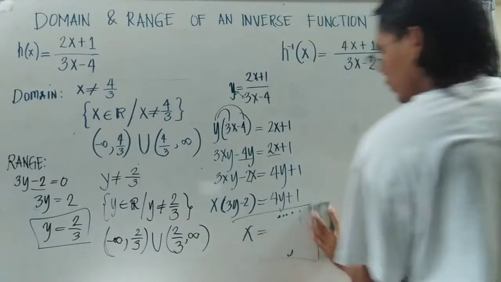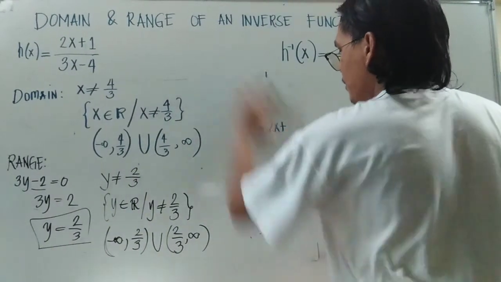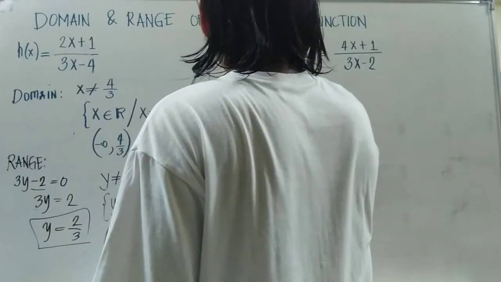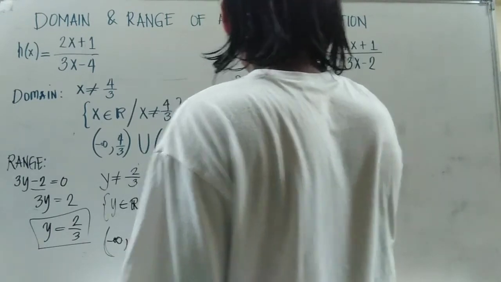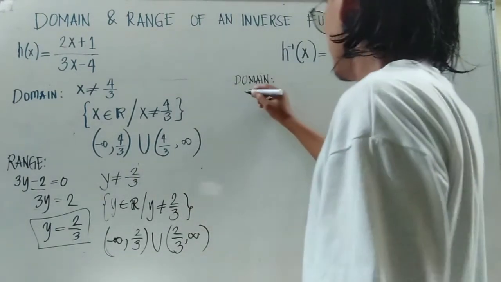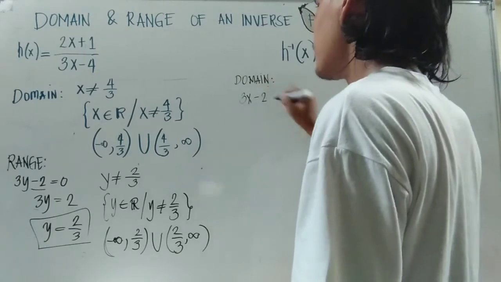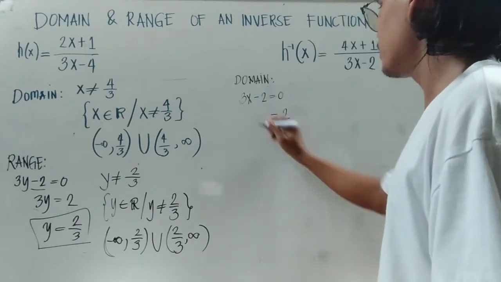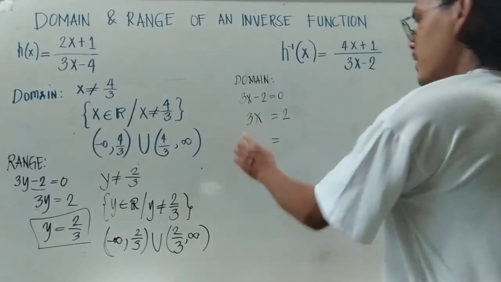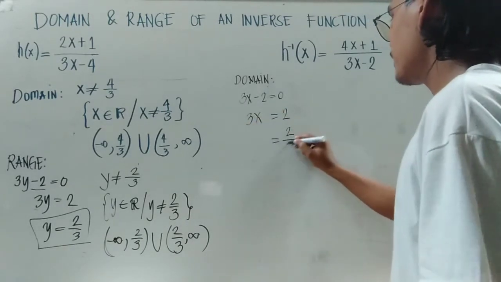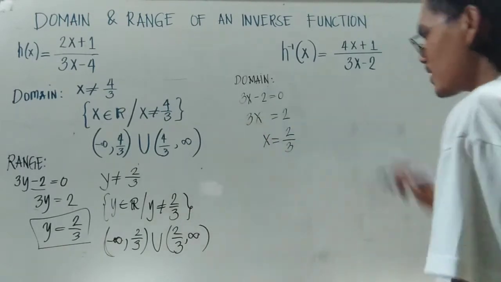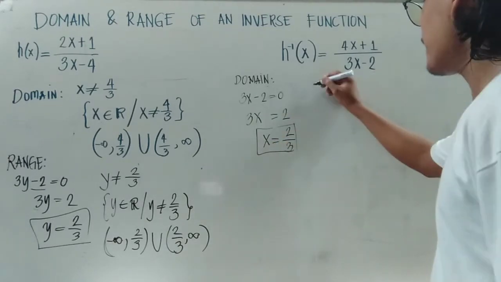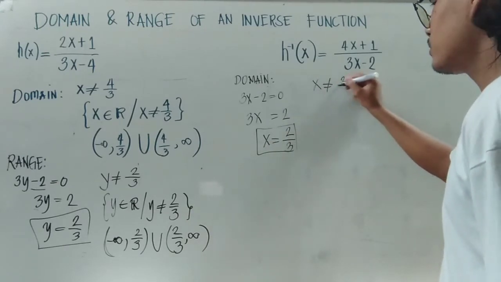So let us now go to the domain of the inverse of h. The domain of the inverse of h. So look at the denominator. We have 3x minus 2. Equate it to 0. So minus 2 inverse is plus 2. Then we have 3x, and the inverse of 3 times x is dividing by 3, or divide both sides by 3. So we have x equals 2/3. But the domain is x not equal to 2/3.